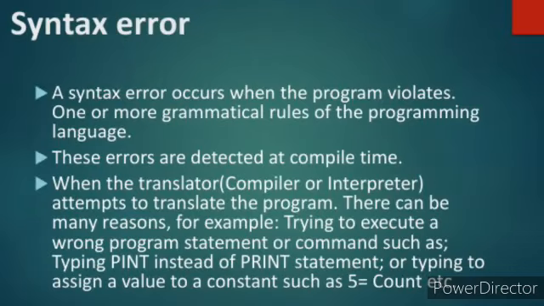Now we are going to discuss the types of errors. There are three types of errors. First of all, we are going to discuss syntax error. A syntax error occurs when the program violates one or more grammatical rules of the programming language. These errors are detected at compile time when the translator, compiler, or interpreter attempts to translate the program.